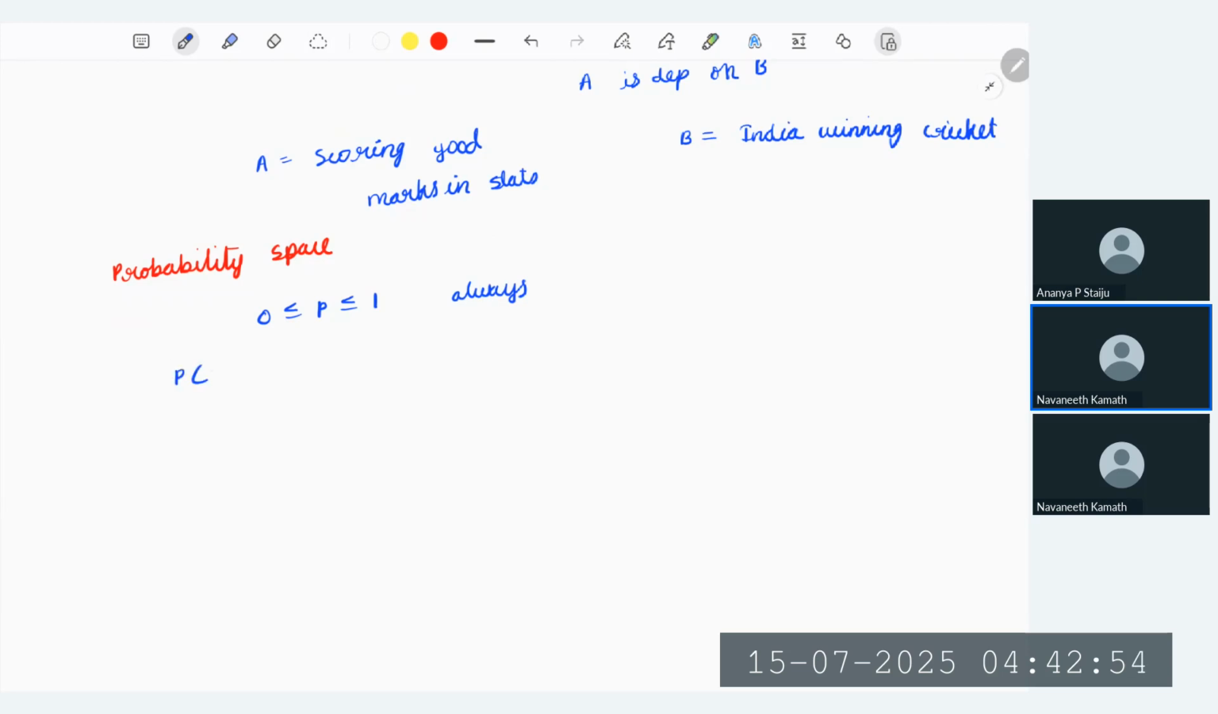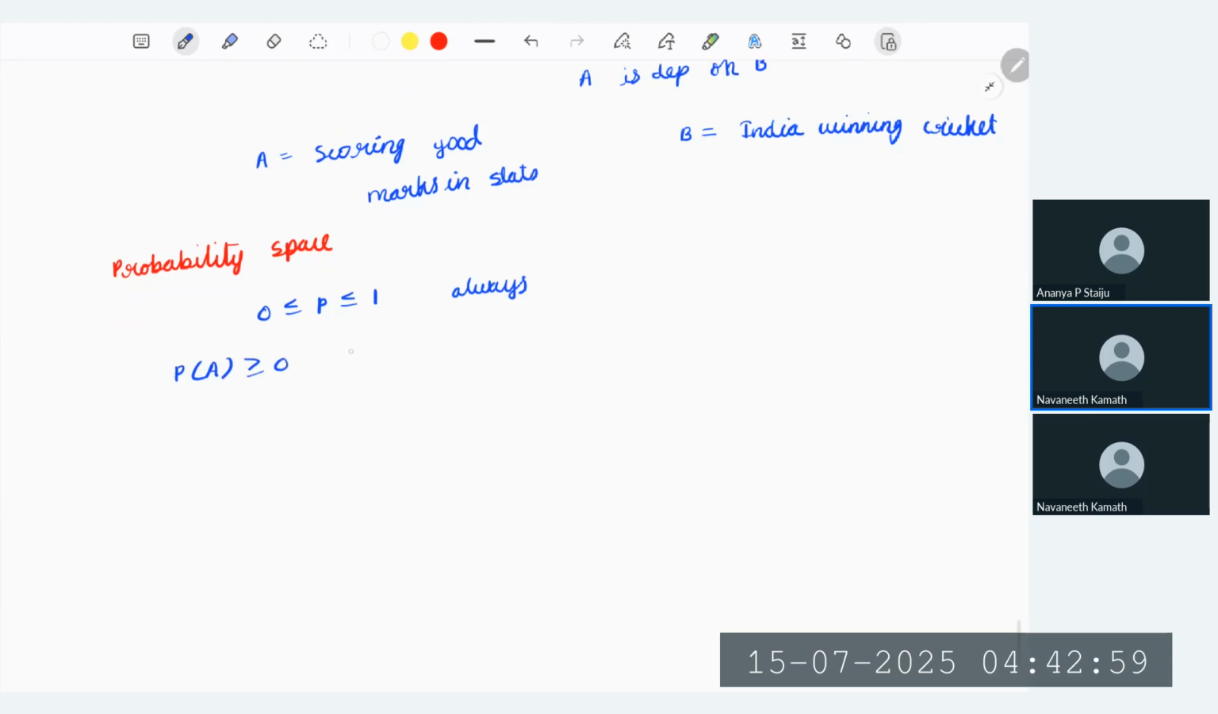So the probability of an event will be greater than 0, or it will be equal to 0 first of all, if it is an impossible event. Like the event is not possible. Suppose getting a number 2 when I toss a coin, is it possible? No. Getting 2 heads when I toss a coin a single time, not possible. So these are impossible events.